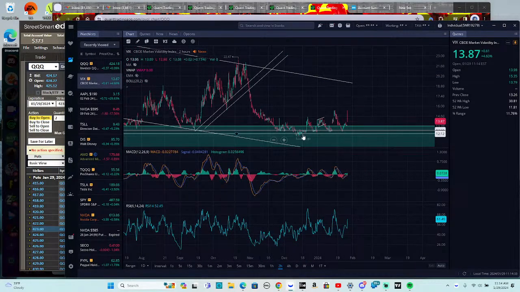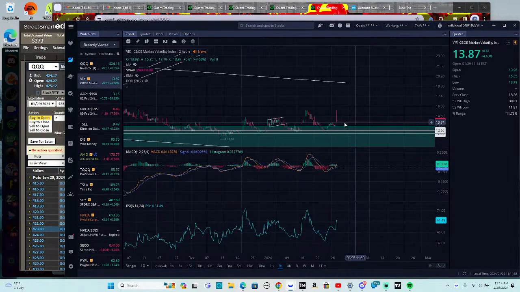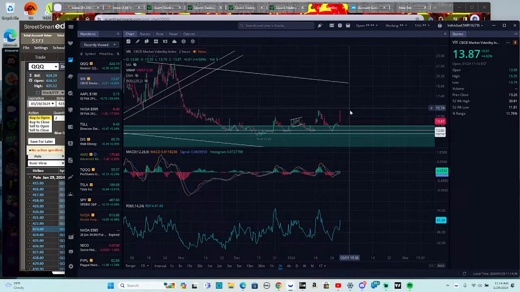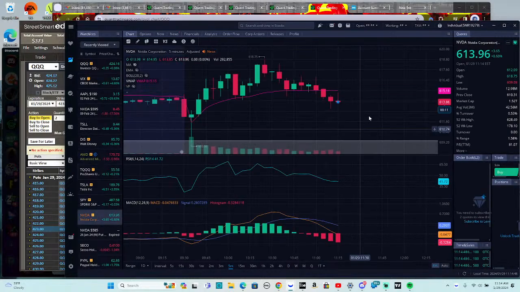Right now, we dipped into it, and we're coming back up out of the water, and it looked like it wanted to pop there, but it got crushed back down right at that. I was going to call that support again, but right at that resistance. Nvidia.